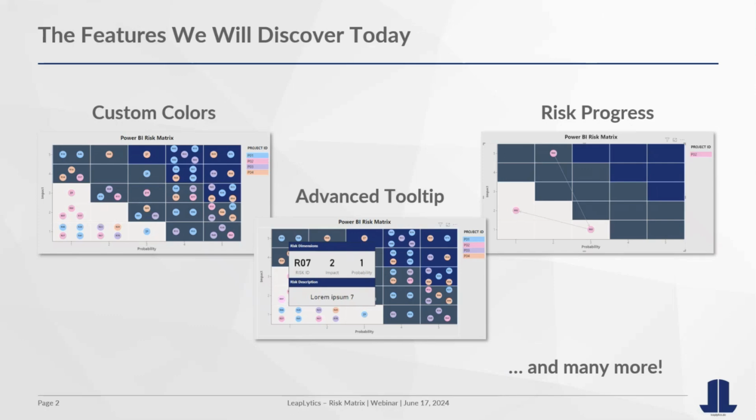And the second one is the advanced tooltip. In that way, via the mouse over function, you have the possibility to dive deeper into the risk of your interest. And on the right-hand side, you see our recently developed feature called Risk Progress, in which you have the possibility to track and monitor the development of your risks over time. You can use the feature as well to differentiate your risk into residual risk and inherent risks. And of course, there are many more features and design settings we offer with our visual, and we will discover that today.